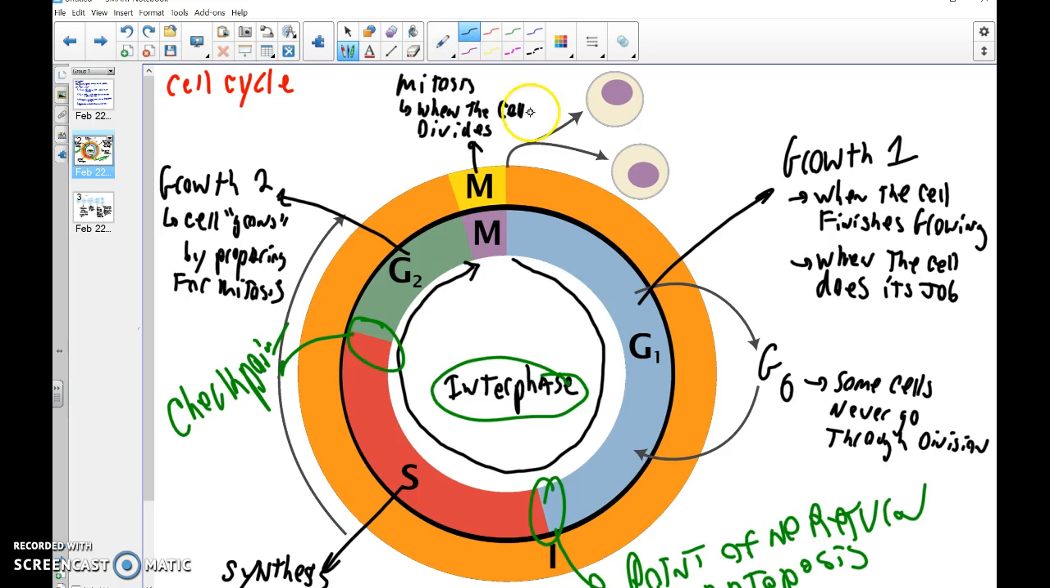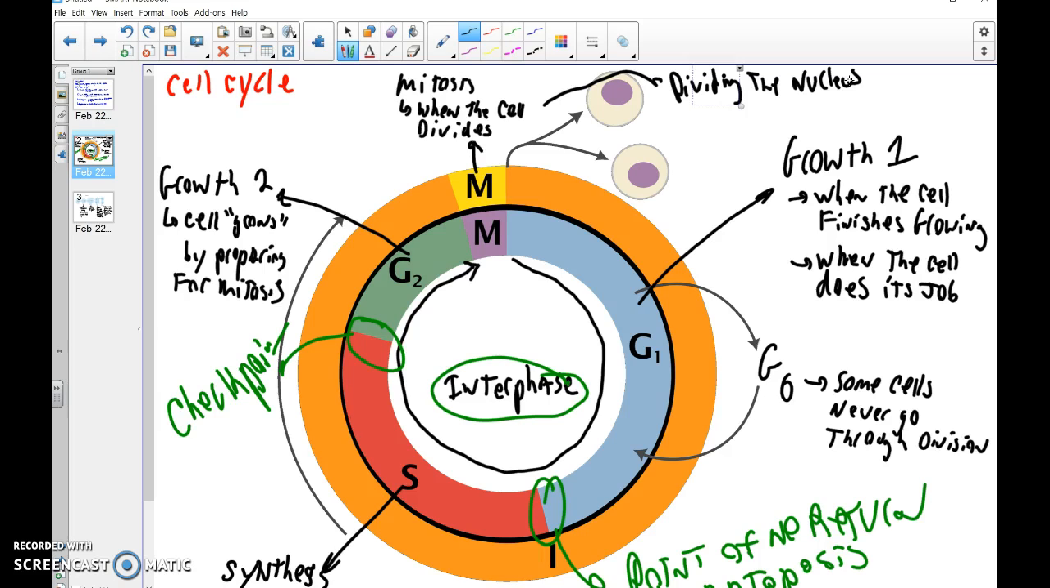But really what we're talking about when we say division is dividing the nucleus. And that's important because really what you're making sure happens during mitosis is that the cell nucleus and all of the DNA that's contained within it is divided perfectly between the two new cells. And so that each new cell is an exact copy of the original. So this is the life cycle of a cell, or the cell cycle. You have G1, S, G2, and M.